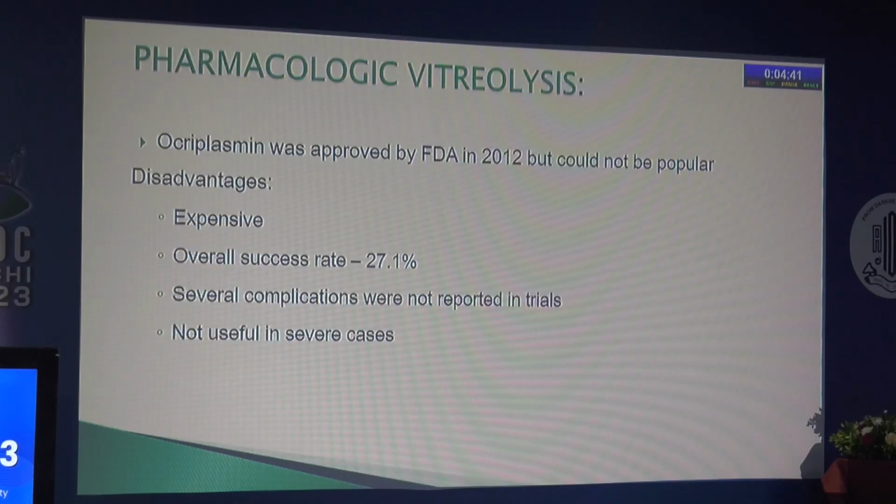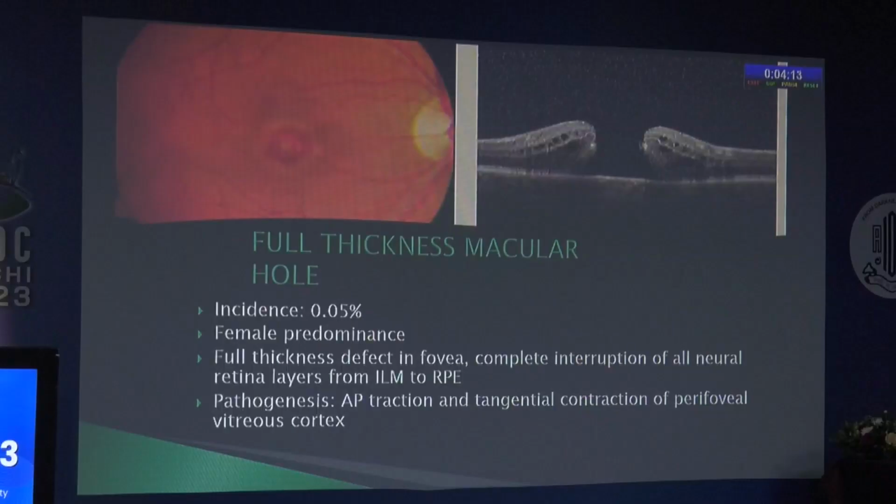There was one agent which was approved by FDA in 2012, ocriplasmin, which came with a bang, but it was very expensive and the overall success rate was very low, around 27%. And post trials, certain complications were also reported, like loss of ellipsoid zone and decreased amplitudes in ERG. It is also not useful in very severe cases. So nowadays ocriplasmin is no longer used.